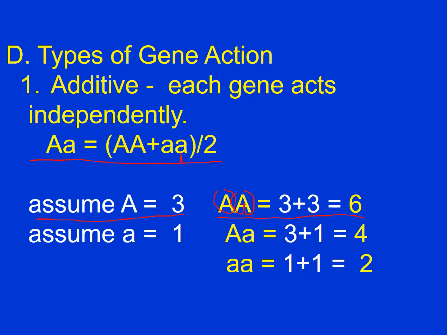Now the heterozygous individual, we got a big A at a 3, a little a at a 1. Just going back here, getting those values. So that equals 4. And the 2 little a's, they're each worth 1. That gives us a 2. An important thing to realize here is that the heterozygous is the average or midpoint between the two homozygous genotypes.